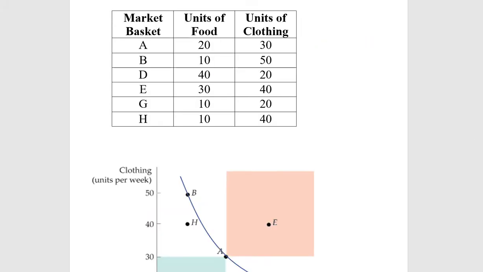Let's look at an illustration of preferences. So suppose we have 2 goods, food and clothing, and market baskets A, B, D, E, G, and H. A would be 20 units of food, 30 units of clothing. B is 10 and 50. D is 40 and 20. E is 30 and 40, and so on.